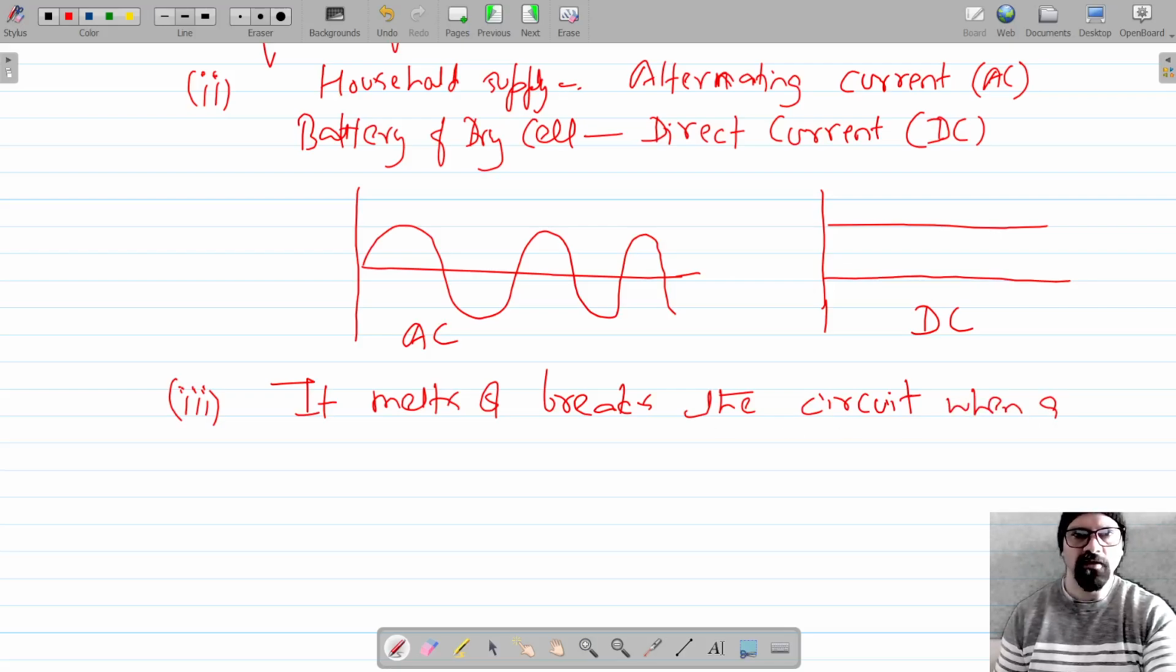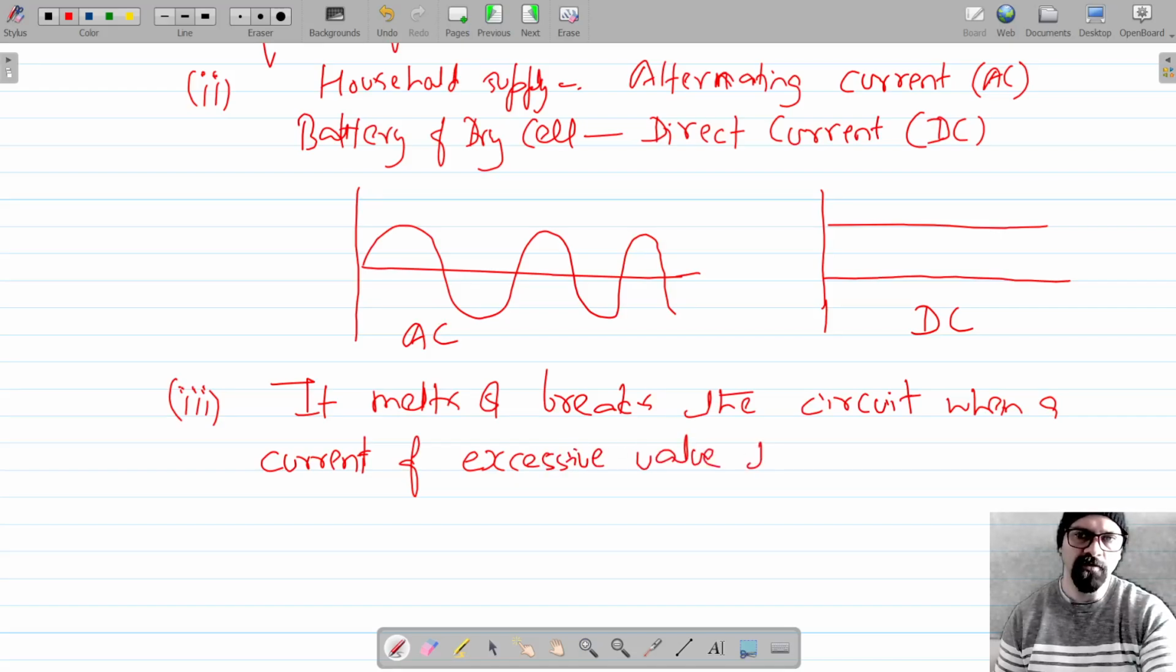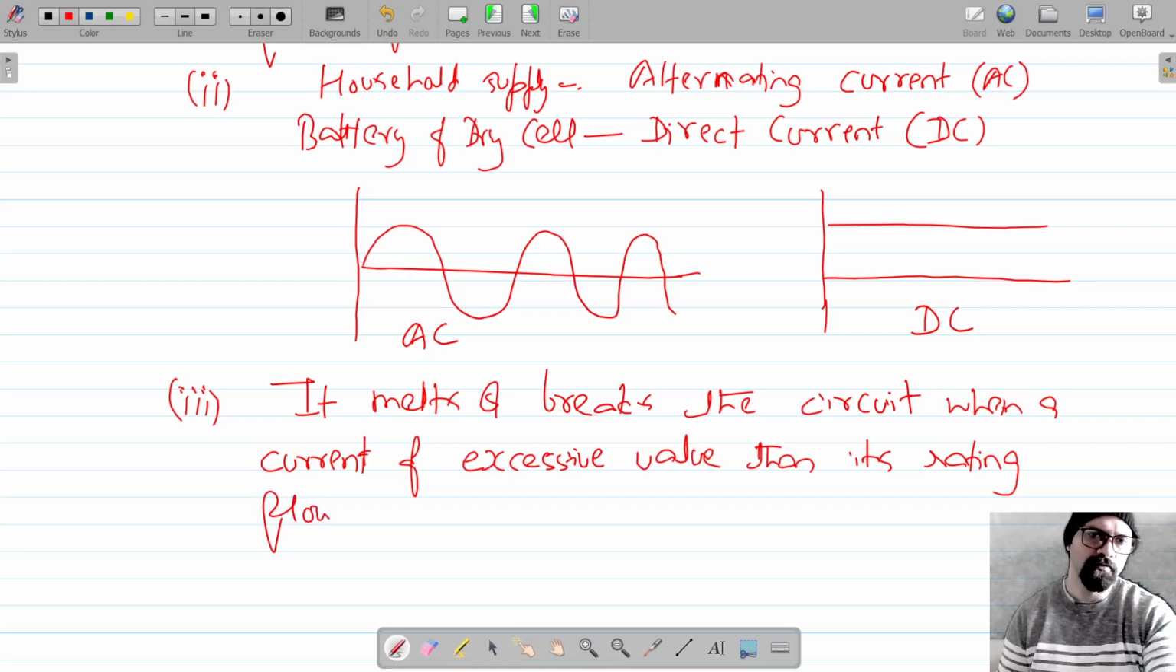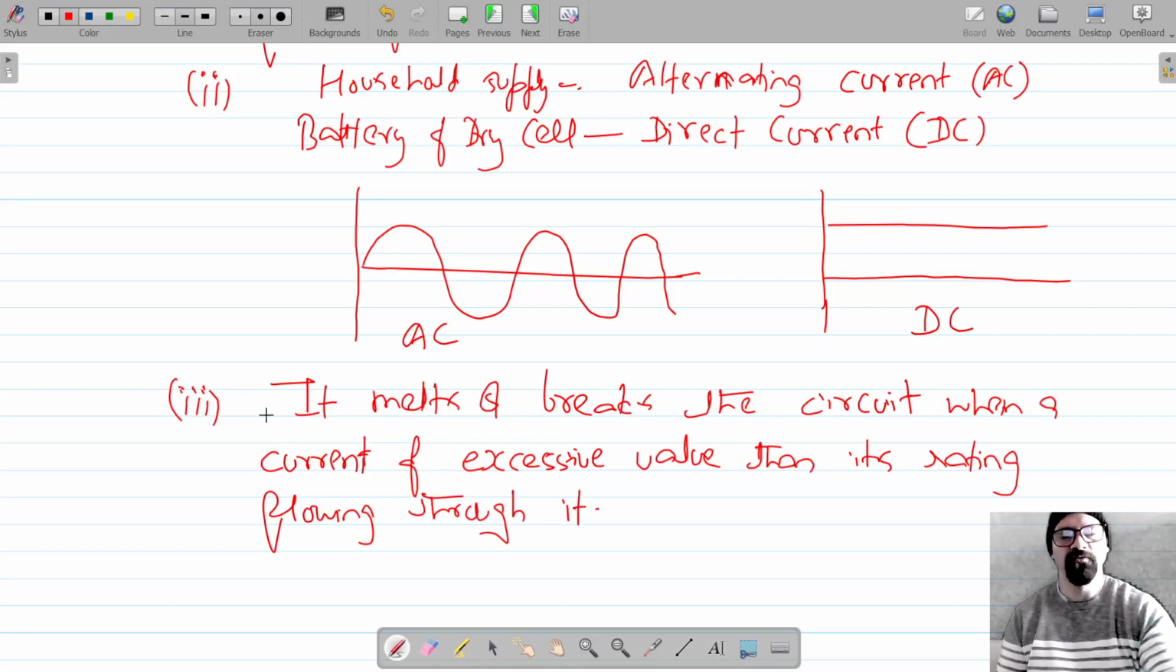It melts when there is a current of higher value than its rating. So if the fuse is of 5 ampere and the current exceeds its rating, that is above 5 ampere, the fuse wire melts and breaks the circuit. So it melts and breaks the circuit when a current of excessive value, higher than its rating, flows, because we have ratings for the fuse. That's how the fuse works. It melts, breaks the circuit, and no excessive current flows then.